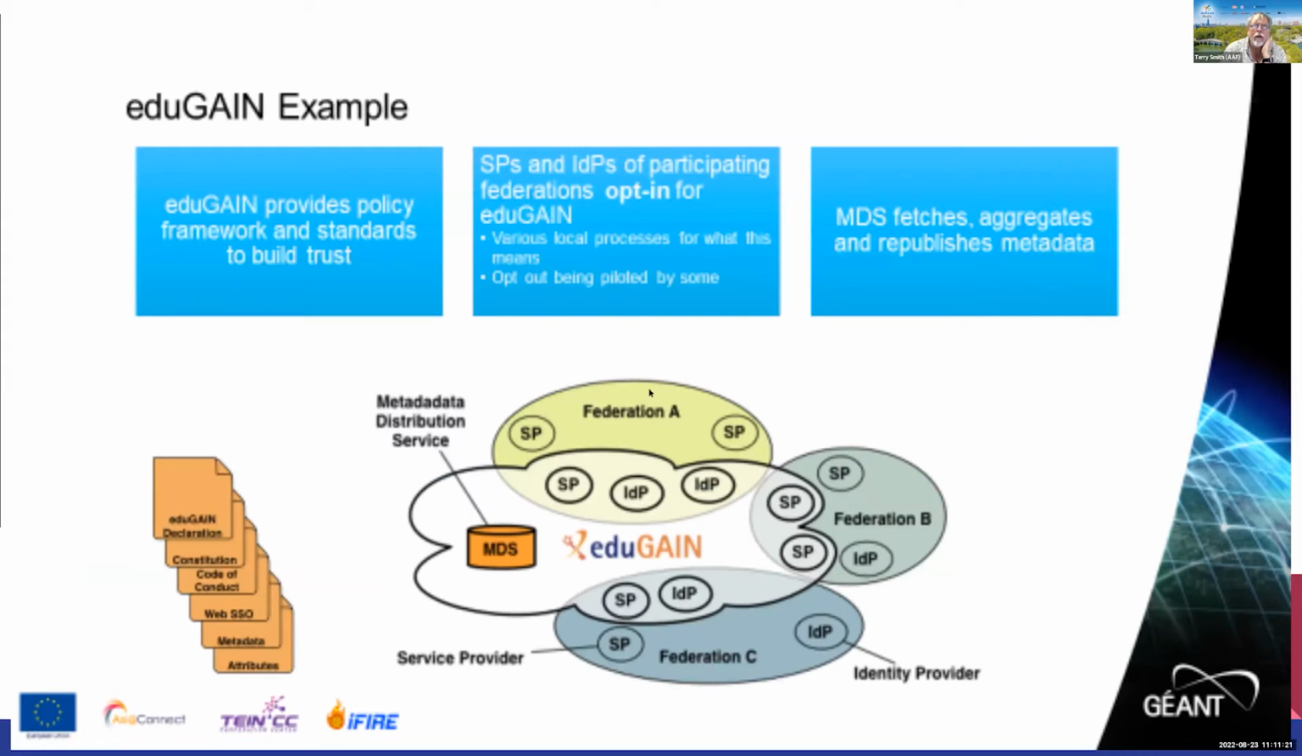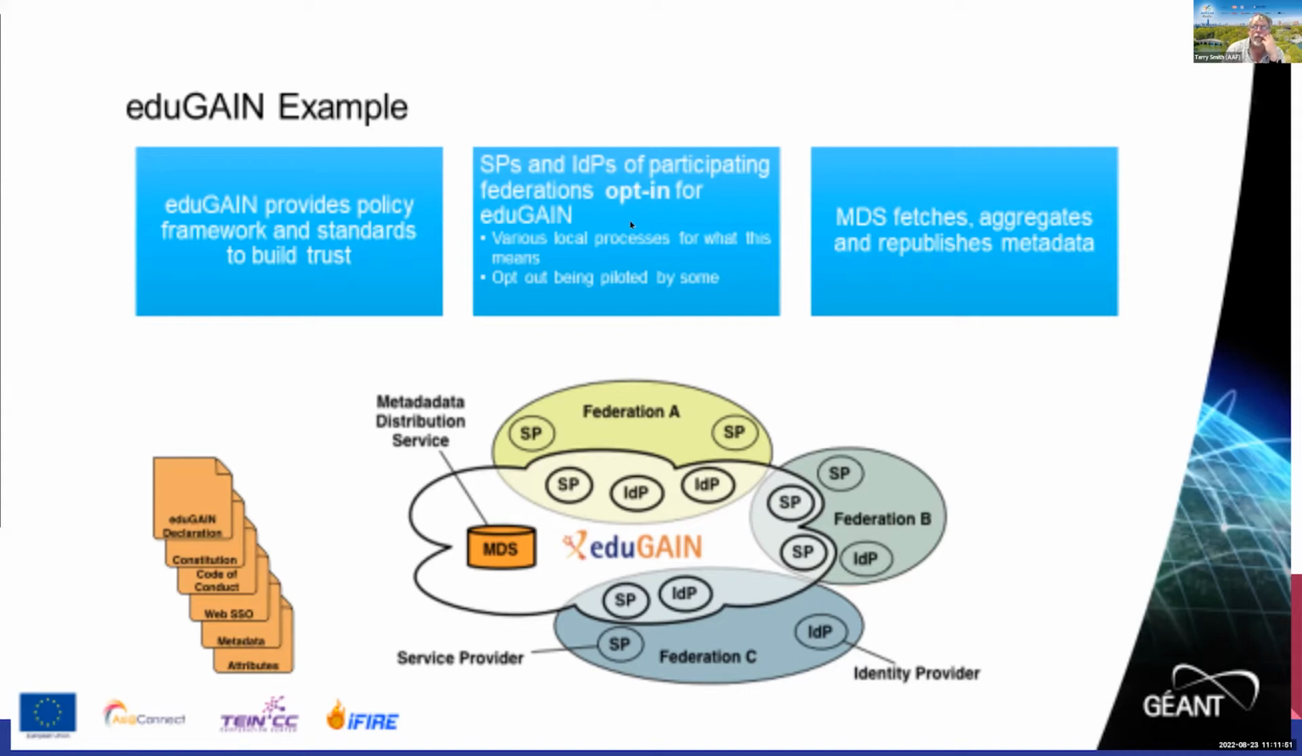So for an interfederation example, this is what a potential interfederation looks like. The interfederation provides a policy framework and standards to build trust. So there's all this trust stuff again. Federations are about trust between the various parties. We have service providers and identity providers participating in a federation. They can opt in to the interfederation, or they can opt out.